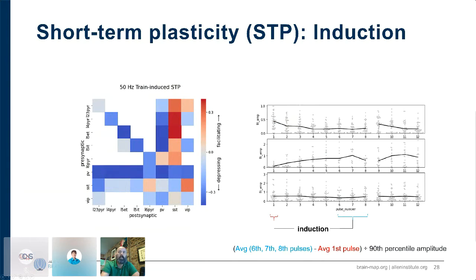the gray dots here, show the amplitudes of individual postsynaptic potentials, and the black line shows the mean. On the top is an example of a depressing synapse. So it gets weaker with each successive action potential. In the middle is a facilitating synapse, and on the bottom is a synapse that neither strongly facilitates or depresses.